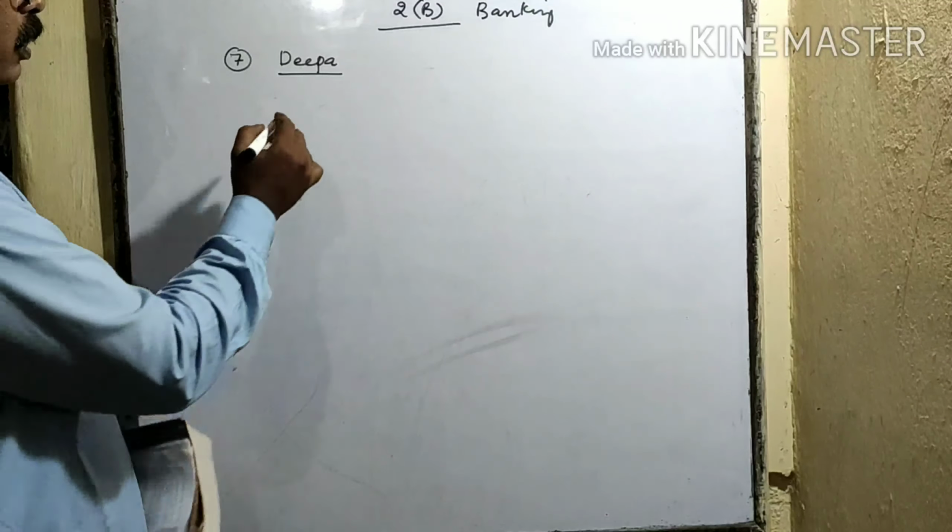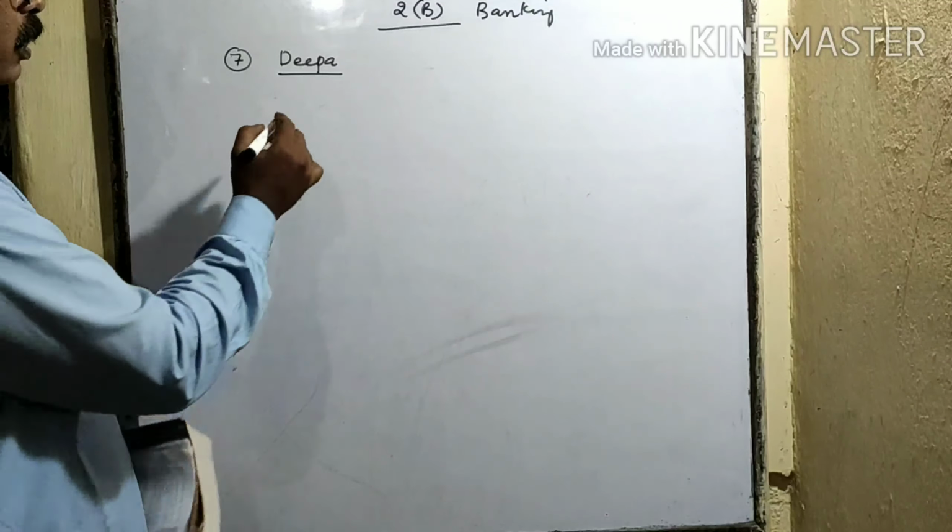Means months are 4 into 12, that is equal to 48 months. And monthly installment is given rupees 1800 per month, and maturity value is given. Maturity value is given rupees 1,08,450, and you have to find out rate of interest. R is unknown for you.